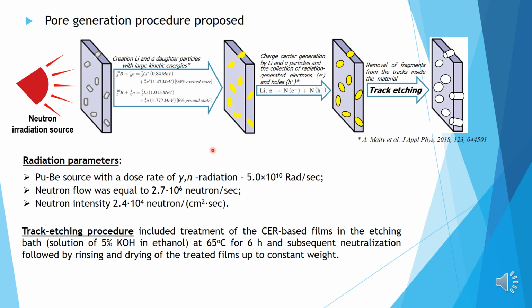Thus, we assumed that these particles could provide generation of tracks inside the material, and subsequent track etching procedure could lead to formation of porous structure. Moreover, after generation of charge carriers by lithium and alpha particles, the collection of radiation-generated electrons and holes occurs. So we have developed and performed the neutron irradiation procedure and track etching under the conditions presented on the slide.